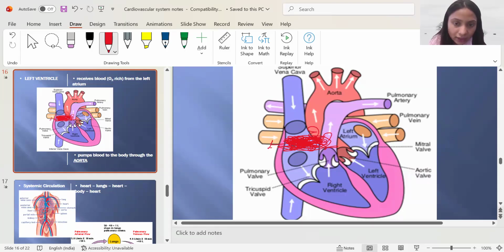What is this tissue known as over here? This is known as your SA node. Very good. What does SA node stand for? Sinoatrial node. What does it do? It will pump your blood to the.